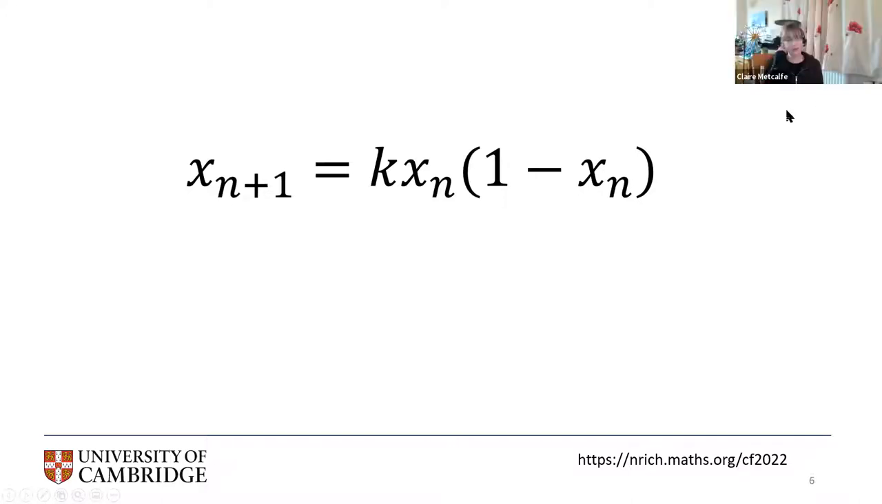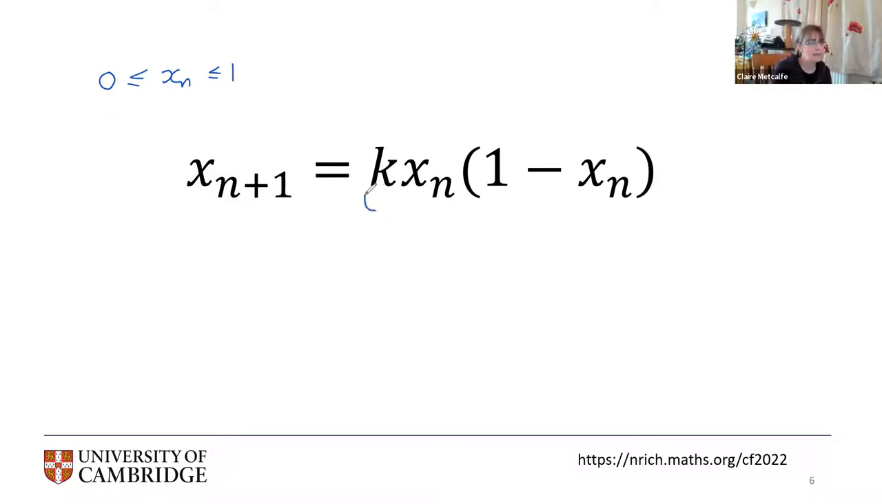So this is the new model that we're going to use. So remembering that X is the proportion of the maximum population. So it's not the number. Xn at any point has to take a value between 1 and 0. So if Xn equals 0, it means we have no quizzles. If Xn equals 1, we have the maximum possible number of quizzles. So we can't go above that. So we know that Xn has to lie between these two numbers.